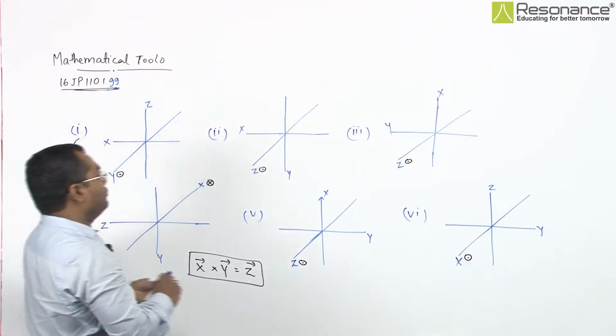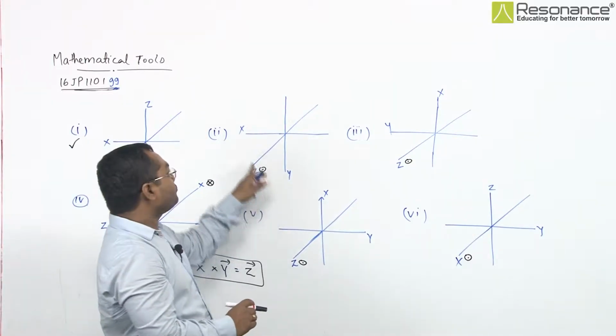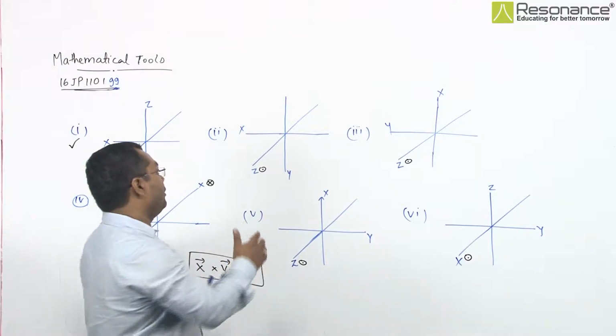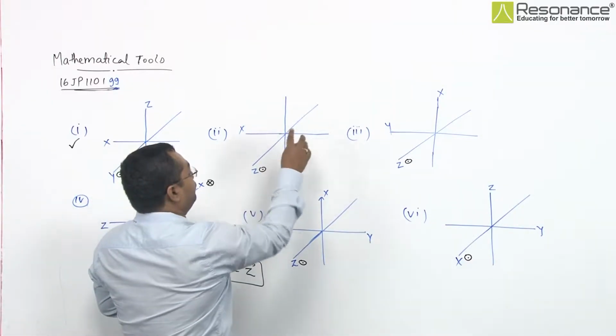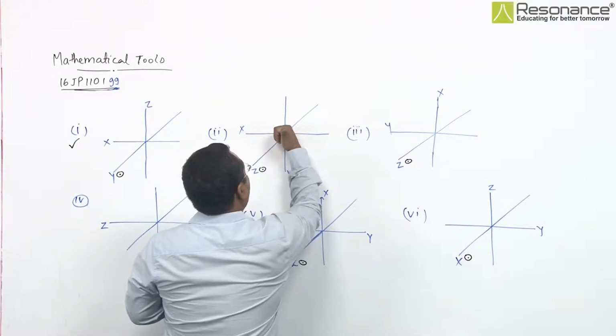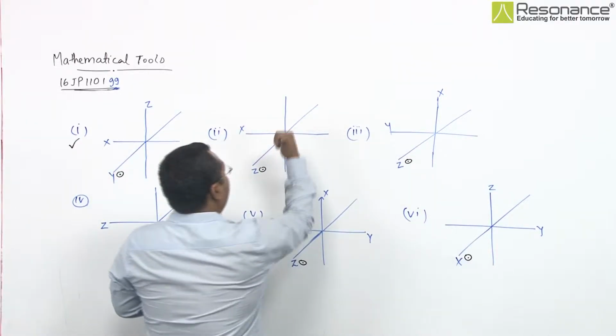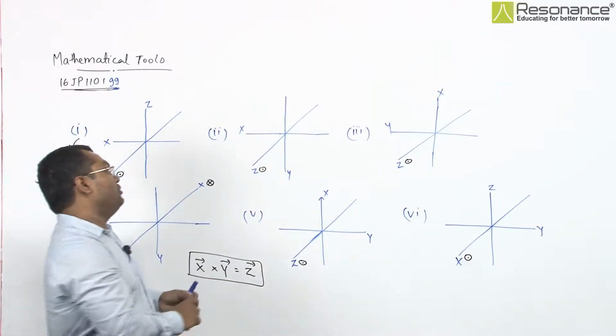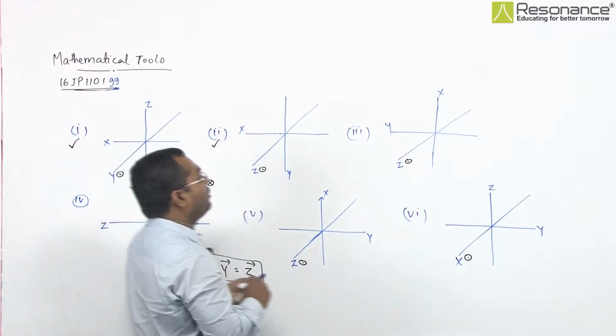Okay. Now for this representation x, y, z, we have to simply curl our finger. Z is outward. Simply when you curl x towards y, our thumb is pointing outward, which is z. So this diagram is also correct.